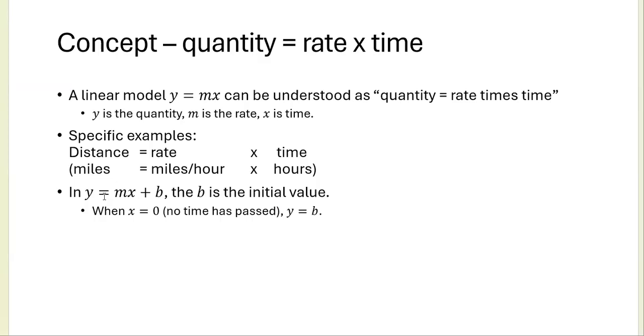So you might remember we memorized the slope-intercept form as y equals mx plus b. So b is the initial value. So when x is 0, you get y equals b, right? And x in this case is time, so no time has passed. That's why we call it the initial value. These are the concepts to know by heart. Okay, and I would again memorize quantity equals rate times time to help you understand a lot of these things.